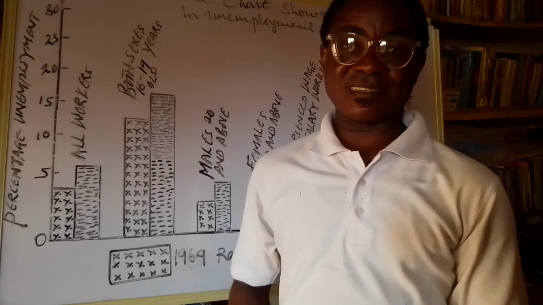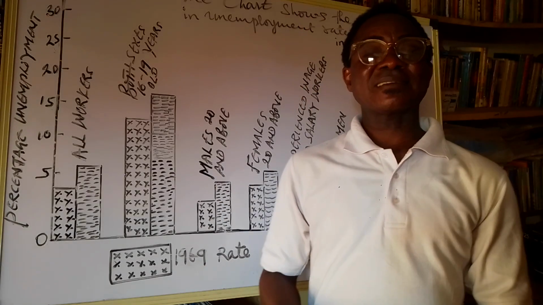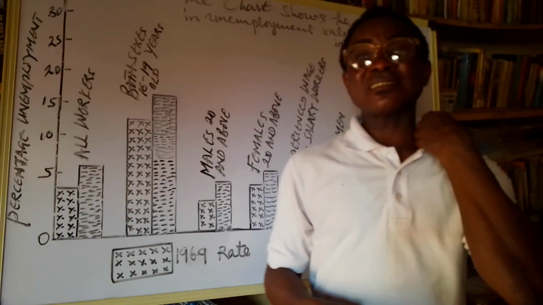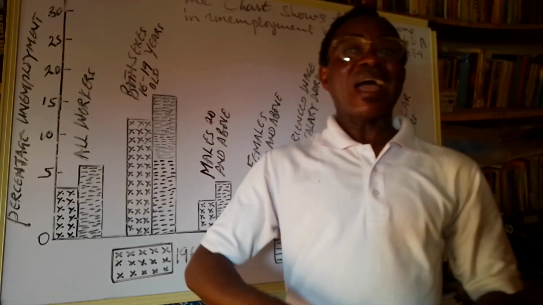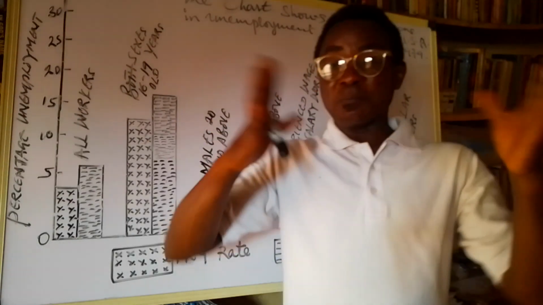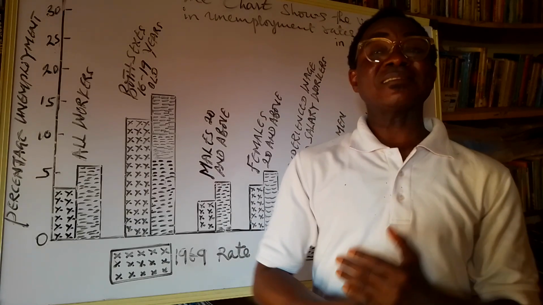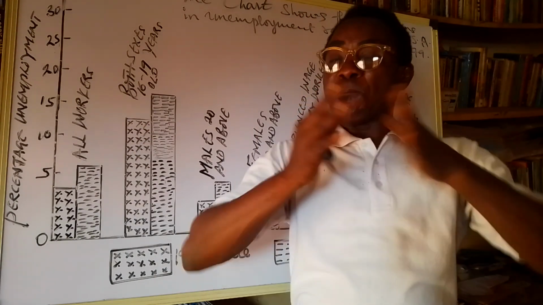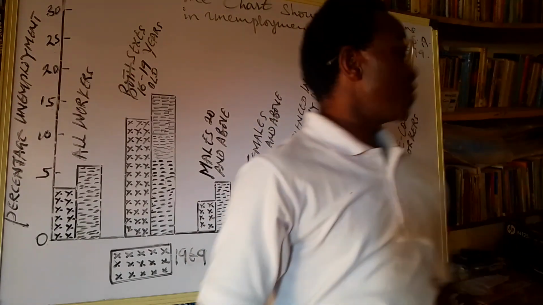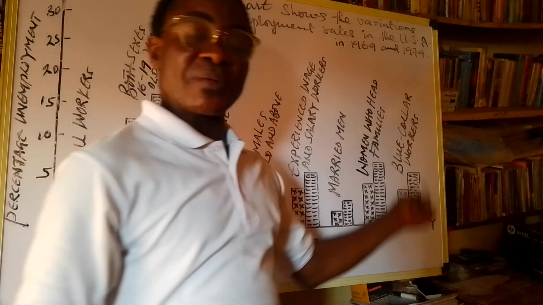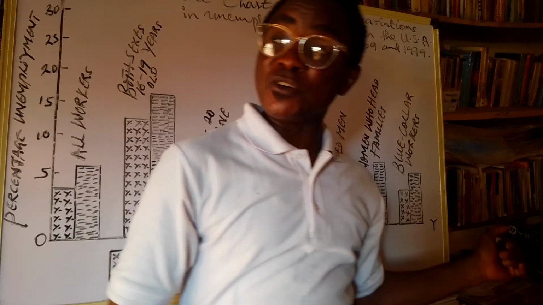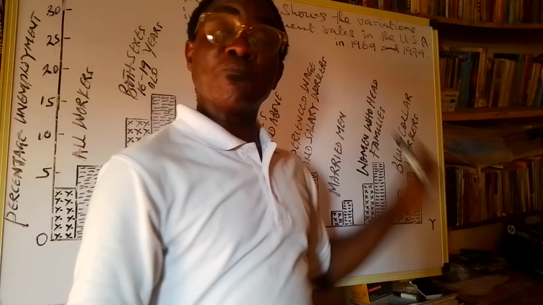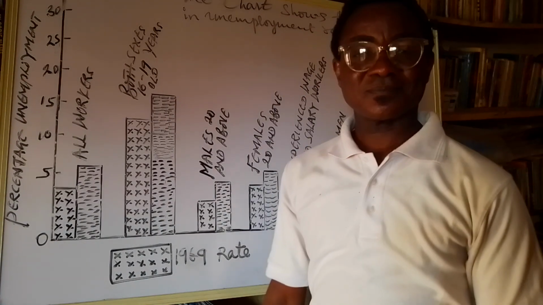That is artisans like mechanics and electricians, electrical engineers, motor mechanics, and dockyard workers, masons, bricklayers, carpenters. These are together grouped as blue-collar workers. So the eighth bar represents the unemployment values for 1969 and 1979 for blue-collar workers.